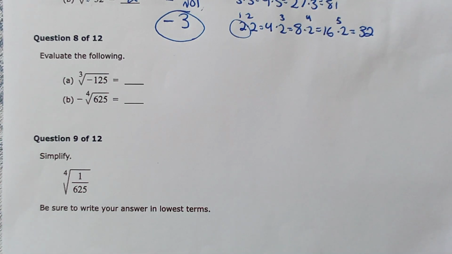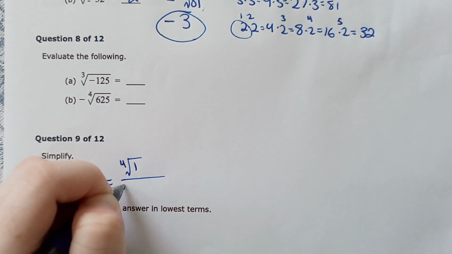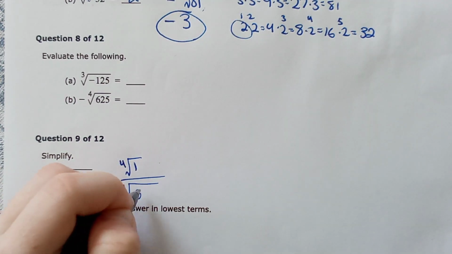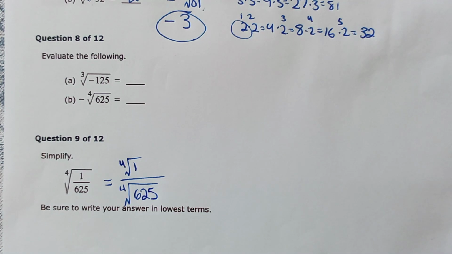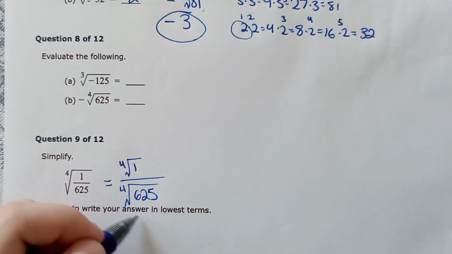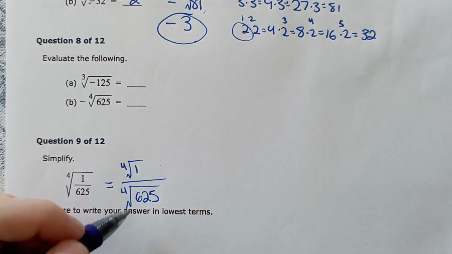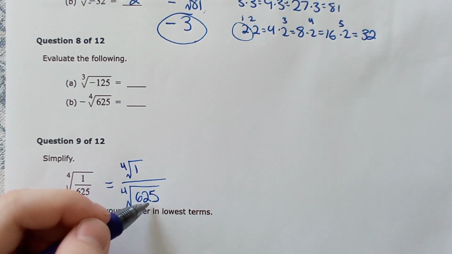Alright. Fourth root of 1 over 625. I'm going to split it up into two things. The fourth root of 1 over the fourth root of 625. Alright. This is a pretty big number. It's not going to be 2 or 3. I already know that those up there were less than that. Looking at probably 5. It's got that 25 at the end.